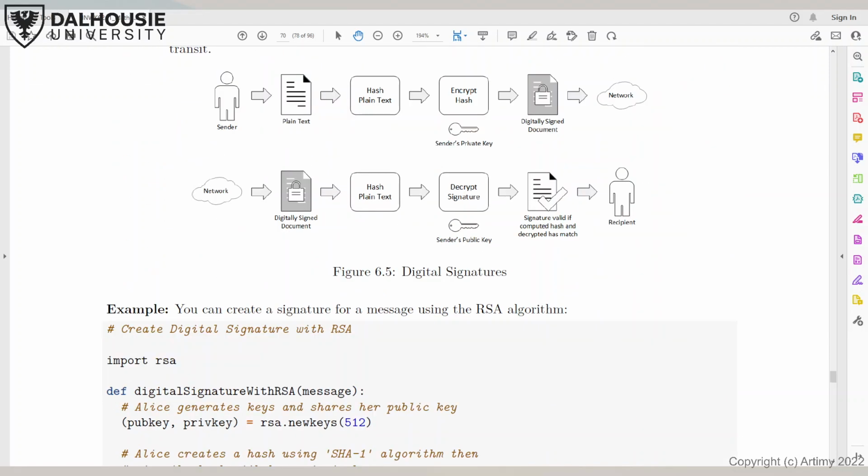So here's a diagram. Plain text goes to the hash function. Then the hash is encrypted using the sender's private key to create the digital signature. This is the digitally signed document, which includes both the plain text and the signature. And it goes through the network. It comes to the destination. Here's the same digitally signed document. We take the hash of the plain text part and we decrypt the signature part, and if both are the same, then we're good.